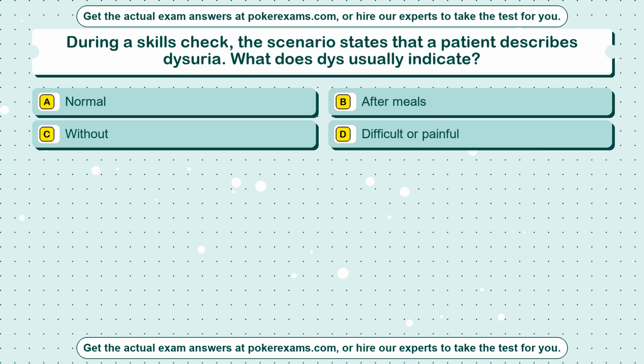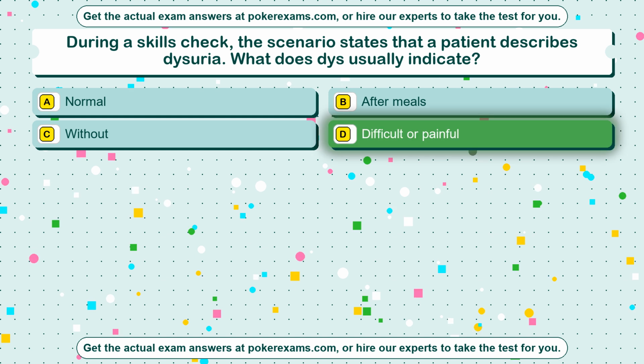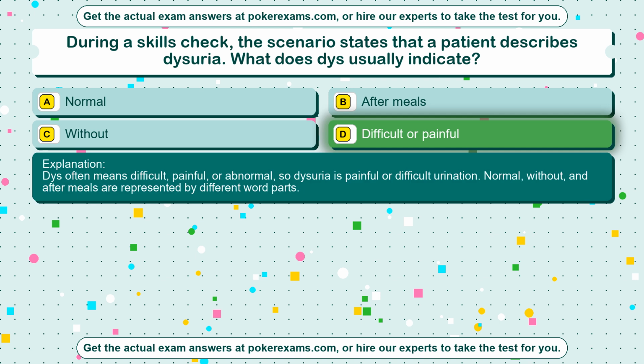Question 58. During a skills check, the scenario states that a patient describes dysuria. What does dys usually indicate? Option A, normal. Option B, after meals. Option C, without. Option D, difficult or painful. The correct answer is option D, difficult or painful. Dys often means difficult, painful, or abnormal, so dysuria is painful or difficult urination. Normal, without, and after meals are represented by different word parts.